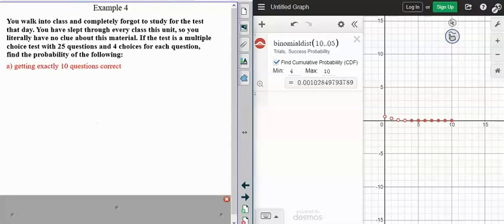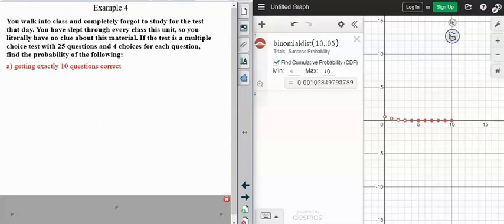So if the test is a multiple choice test with 25 questions and four choices for each question, find the probability of getting exactly 10 questions correct. That's our goal. We're trying to get exactly 10 questions correct. So this person, again, has not studied. This person has been asleep the whole time, and they just want 10 questions right. They don't even want half of them right. They don't even want 12 or 13 questions. They just want 10. So let's find out what that is.